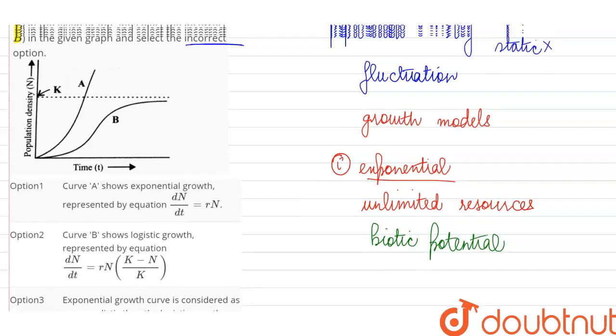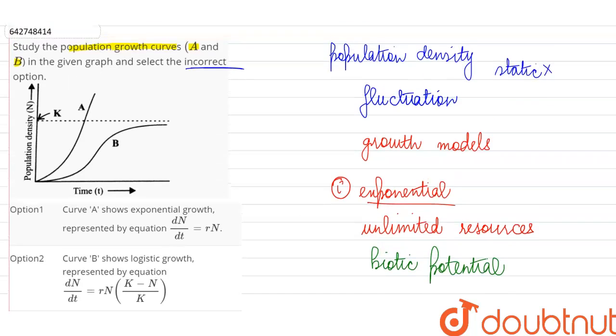And when we are going to plot this on a graph, over here we can see we have population density here, time over here on the other axis. So when we plot the exponential growth model, we are going to get a J-shaped curve, which is shown in the curve A, because we can see how population is continuously increasing.